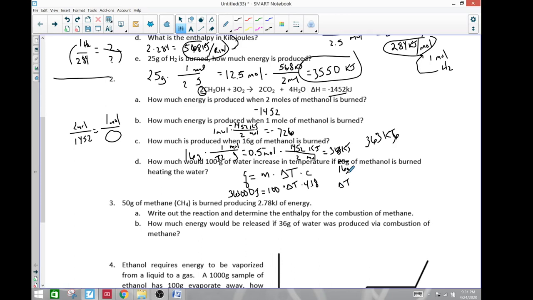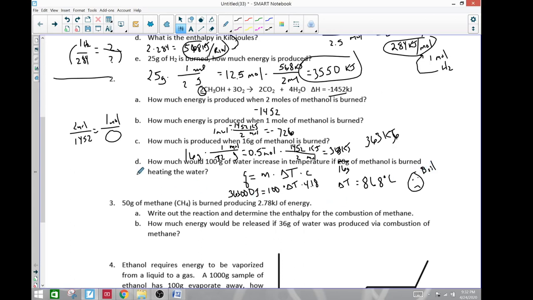And my delta T is 363,000 divided by 100 divided by 4.18, and it's 868 degrees. So this is delta T equals 868 degrees Celsius. Now that's not really all that feasible because this thing would boil first. It would definitely boil before that happened.